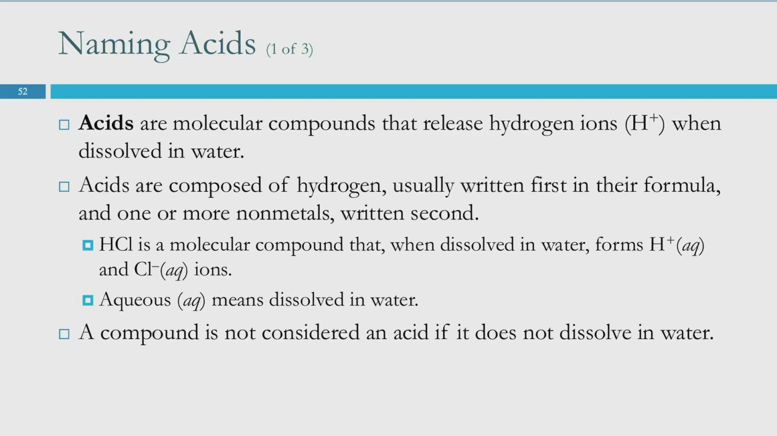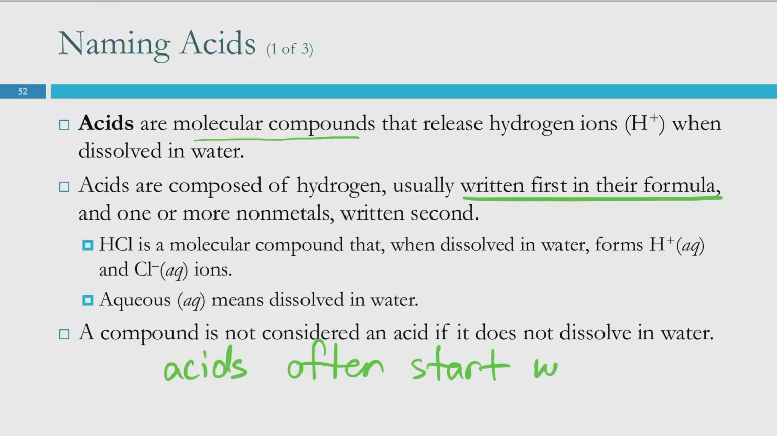Now acids. Acids is our third category. Acids are also molecular compounds. These are not the other type of molecular compounds that I was talking about. There's a secret third thing. So acids are molecular compounds that release hydrogen ions, H+, when they are dissolved in water. Acids are composed of hydrogen. They have to release a hydrogen. Usually written first in their formula, and then one or more nonmetals written after that. So acids often start with H.